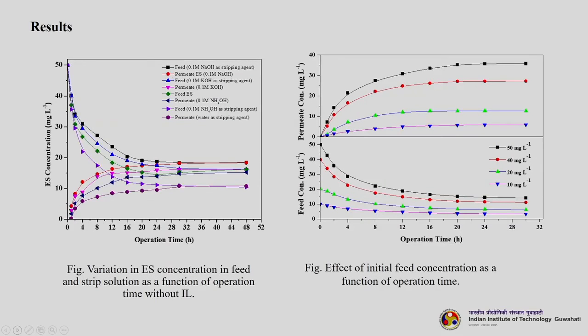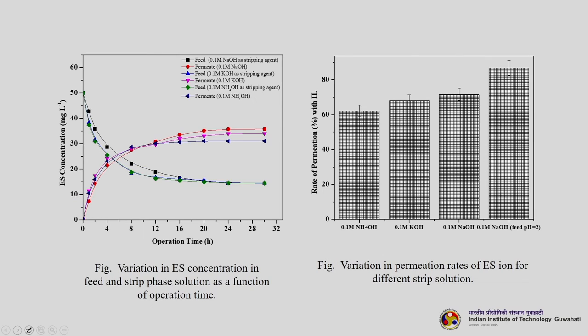So, let us just quickly go through some of the results of the experiments. Basically, you can see the concentration of the feed endosulfan, how it is decreasing on the feed side, and this is how it is increasing on the receiving side. This is the same plotted in a different way. Then with 0.1 molar sodium hydroxide. Then this one uses ammonium hydroxide as another stripping phase. So, this is the variation in endosulfan concentration in the feed and strip phase as a function of operating time.